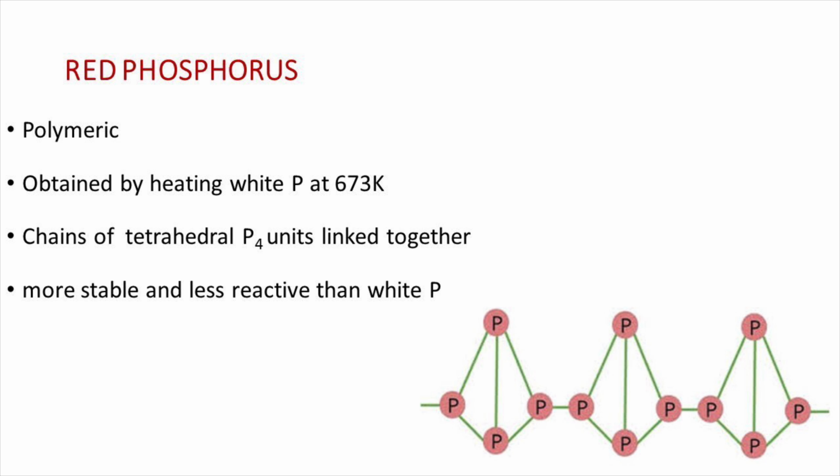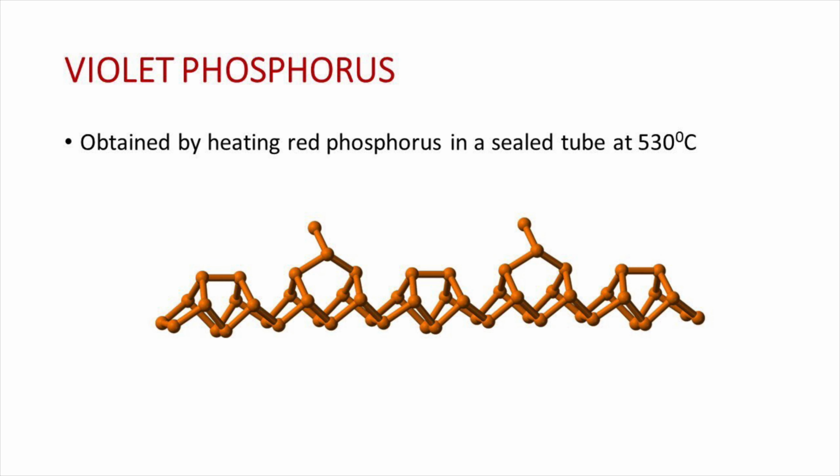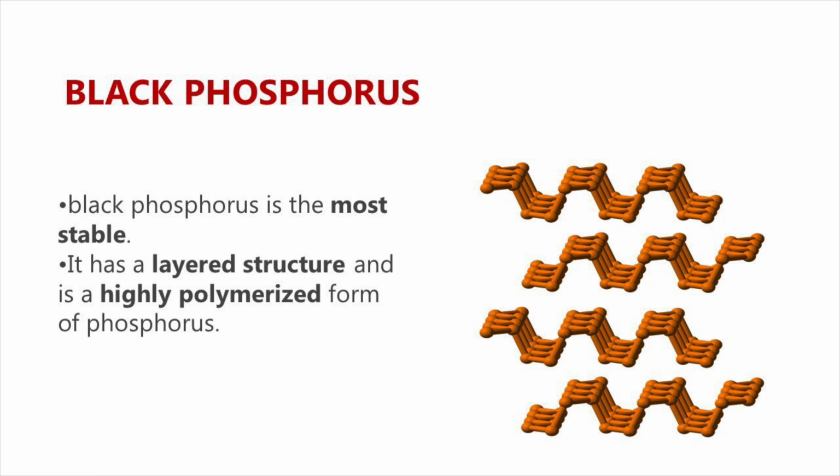It consists of chains of tetrahedral P4 units linked together. It is more stable and less reactive than white phosphorus. Violet phosphorus is obtained by heating red phosphorus in a sealed tube at 530 degrees Celsius. Black phosphorus is the most stable form. It has a layered structure and is a highly polymerized form of phosphorus.